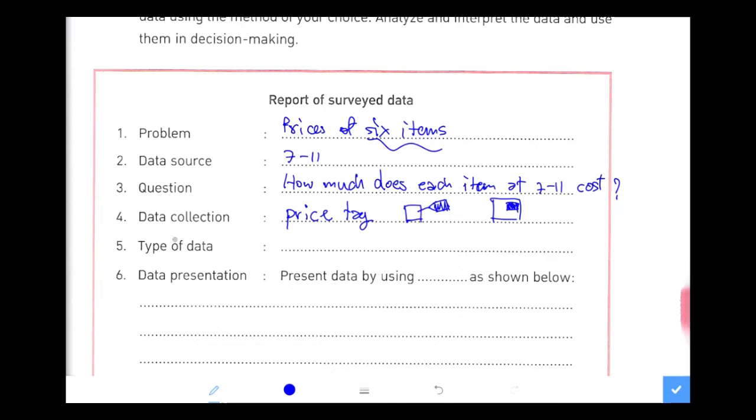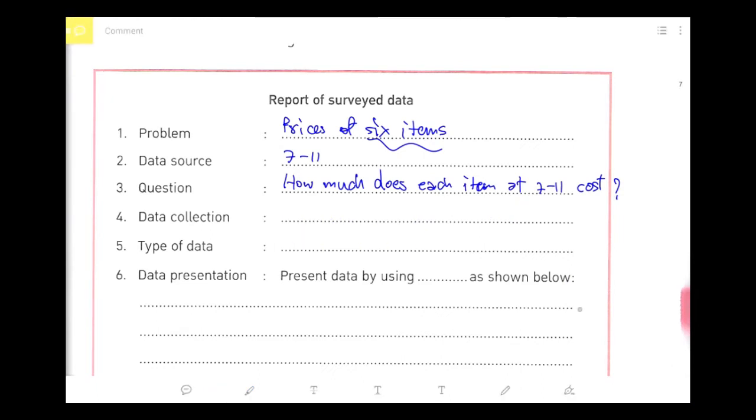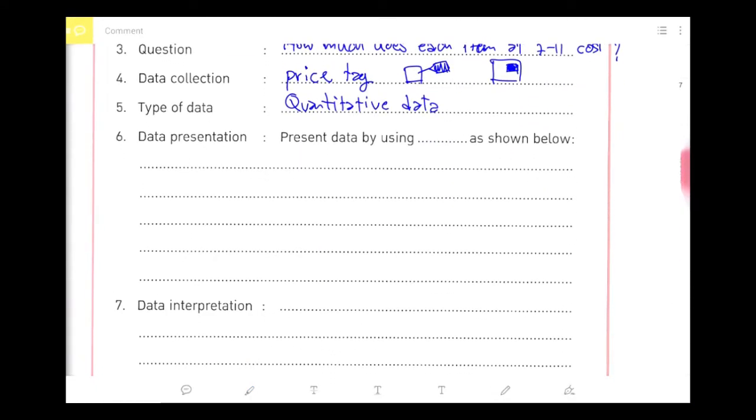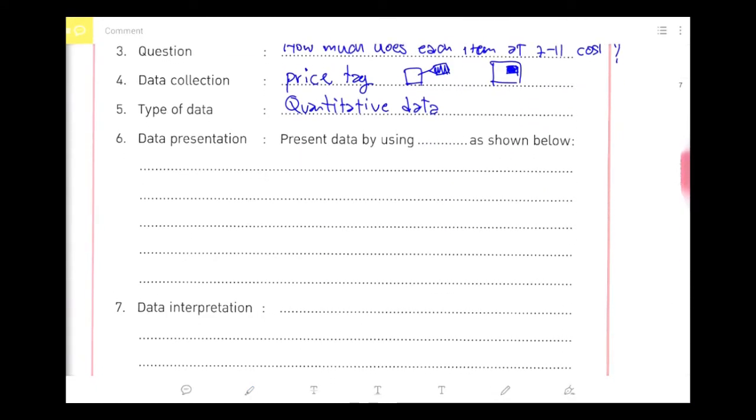The type of data is of course quantitative data, because it is about numbers. The presentation is all up to you. You may want to use a table, or you may want to use a bar chart. It's up to you. You just have to do it, and then you can draw it below, like the prices of each item.